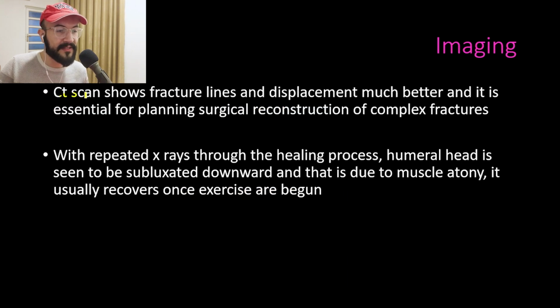Now, CT scanning shows fracture lines and displacement much better, and it is essential for planning surgical reconstruction of complex fractures. And with repeated X-rays through the healing process, the humeral head is seen to be subluxated downward, and that is due to muscle atony. It usually recovers once the exercises are begun.